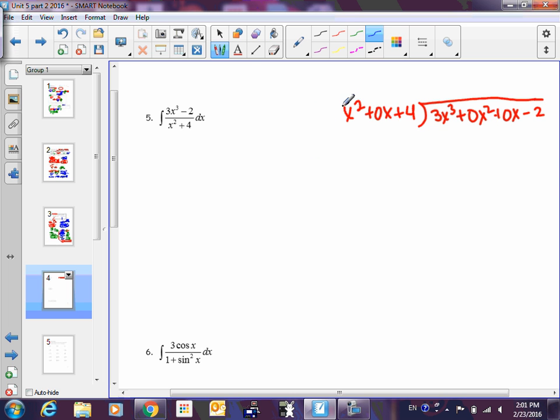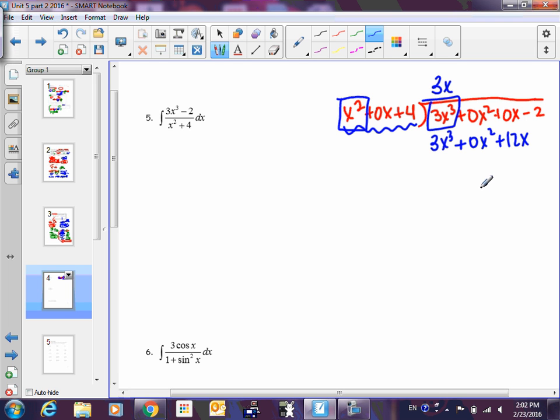All right? Okay. x squared into 3x cubed. What is 3x cubed divided by x squared? 3x. And here's our check: 3x times x squared is 3x cubed. And keep multiplying. 3x times 0x, 3x times 4. You multiply whatever you write up here by all of this. So 3x times x squared, 3x cubed, 3x times 0x, 0x squared, 3x times 4, 12x.